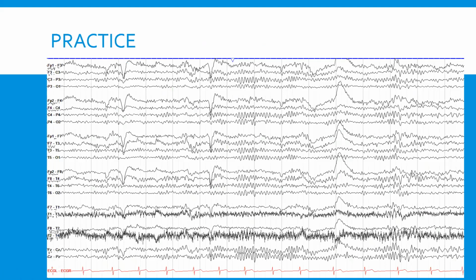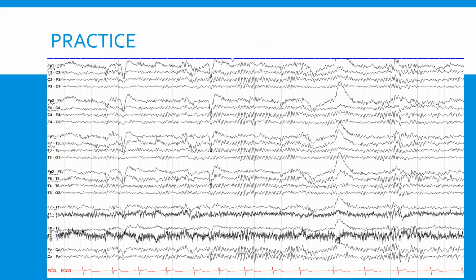Okay, of course we need to do some practice, so let's use what we learned. Let's talk about states. Is this patient awake, drowsy, or asleep? Can anyone just type the answer in the chat? Does anyone want to volunteer?